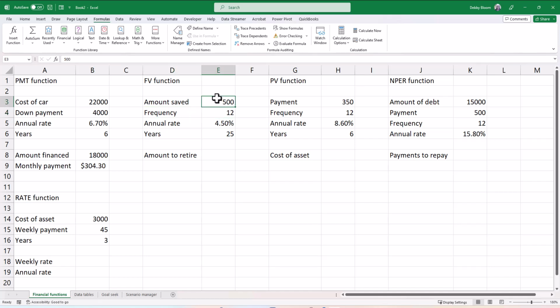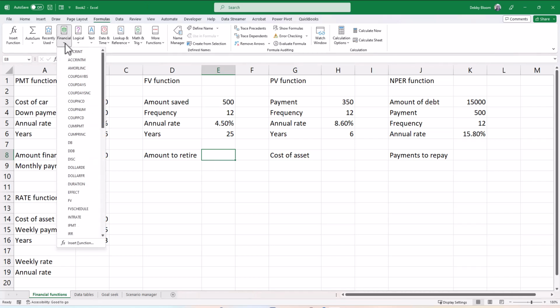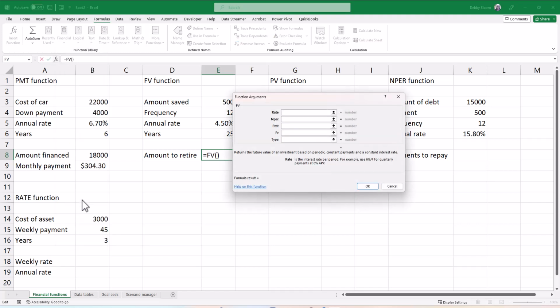So let's say you want to save $500 monthly for 25 years at an annual rate of 4.5%. How much money will you retire with? And hint, it's not quite as much as you think. So I'm going to go into Formulas, Financial, and this time I'm going to click on FV. Returns the future value of an investment. So again, the balance you want to attain after the last payment is made.